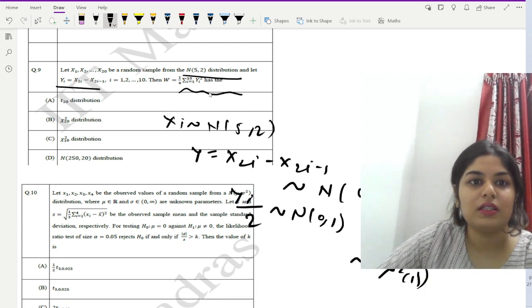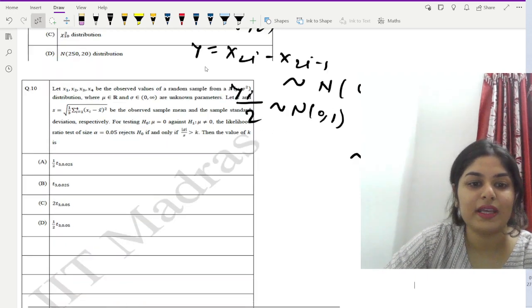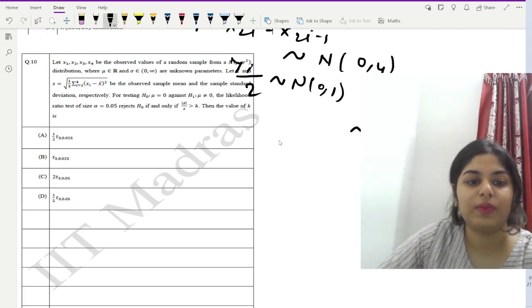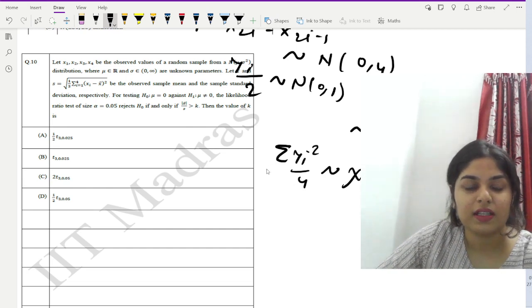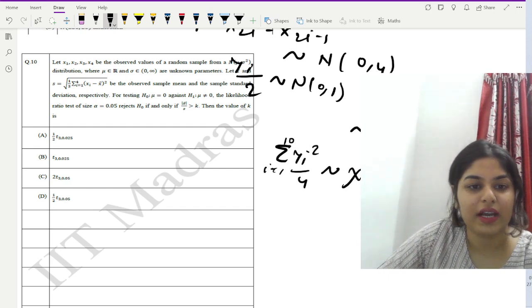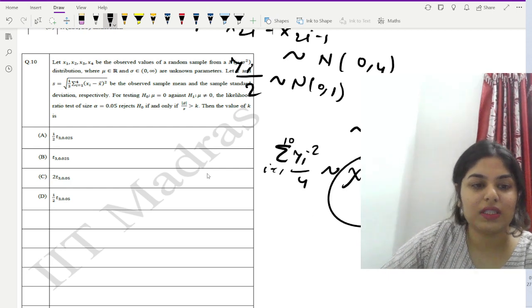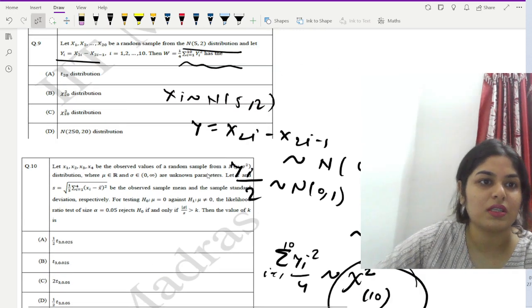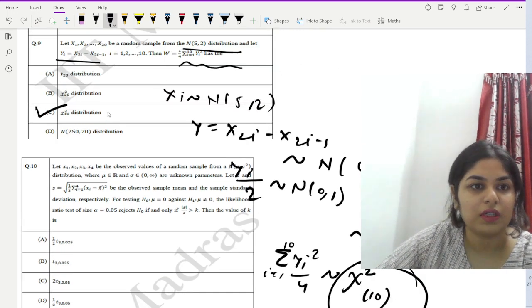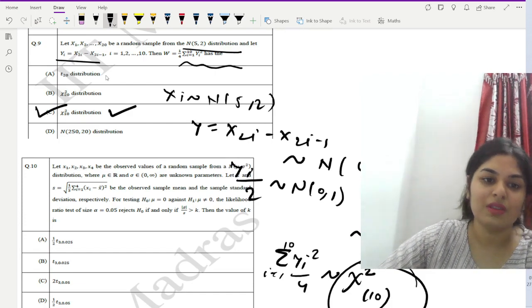Now you look at this, it is a summation. So if you make it Yi square by 2, what you have is basically summation Yi square by 4 follows chi square. Now what are we taking the summation over? i is equal to 1 to 10. So obviously by additive property we have chi square of degree 10. So the answer for this is chi square with degree of freedom 10. That is our option C.